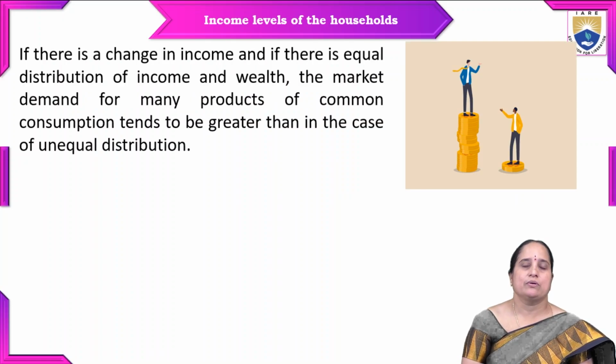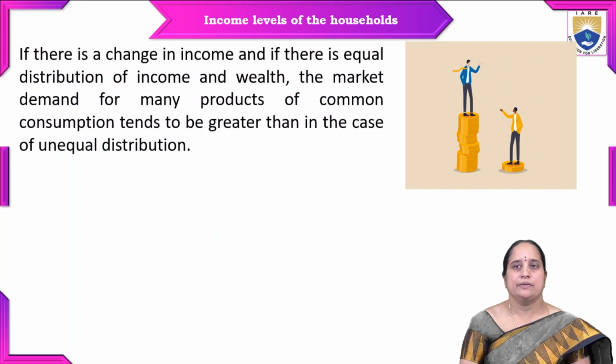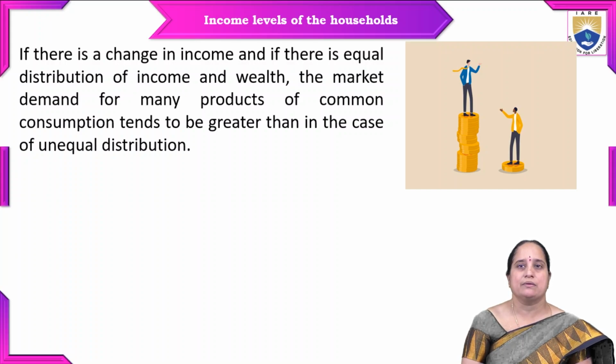Then we'll discuss the income levels of the households. If there is a change in income and if there is equal distribution of income and wealth, the market demand for many products of common consumption tends to be greater than in the case of unequal distribution. But most of the cases will go with unequal distribution rather than equal distribution. So the income levels may always differ from person to person, household to household. So based on that, their purchasing ability also differs.